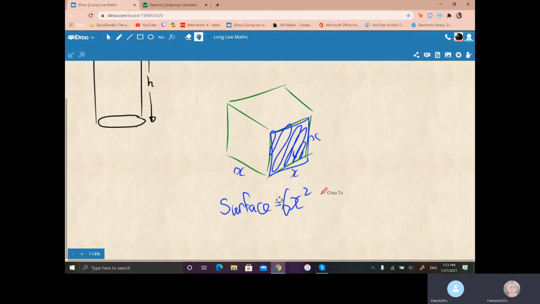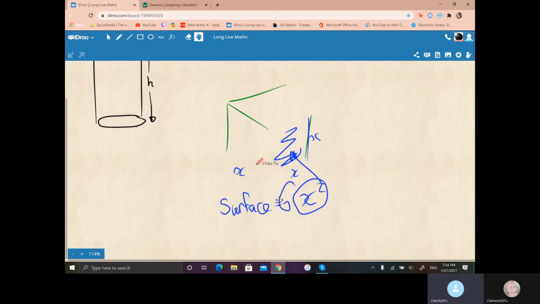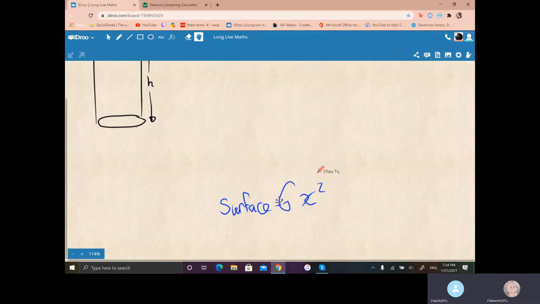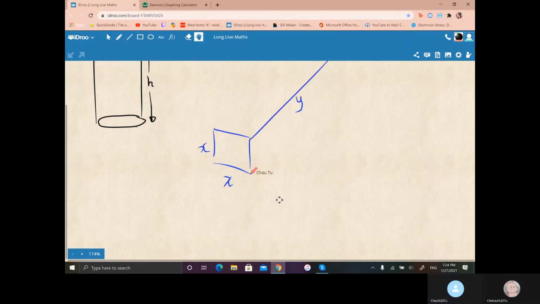Okay. So this one here, Chelsea, x squared is the area, and there are 6 of them. So you just multiply by 6. So that's the surface area, right, Chelsea? Okay, if I were to give you this metal rod, let's say this is x, and the length here is y. What's the surface area now? Wait, what's the volume first? What's V? X squared y.